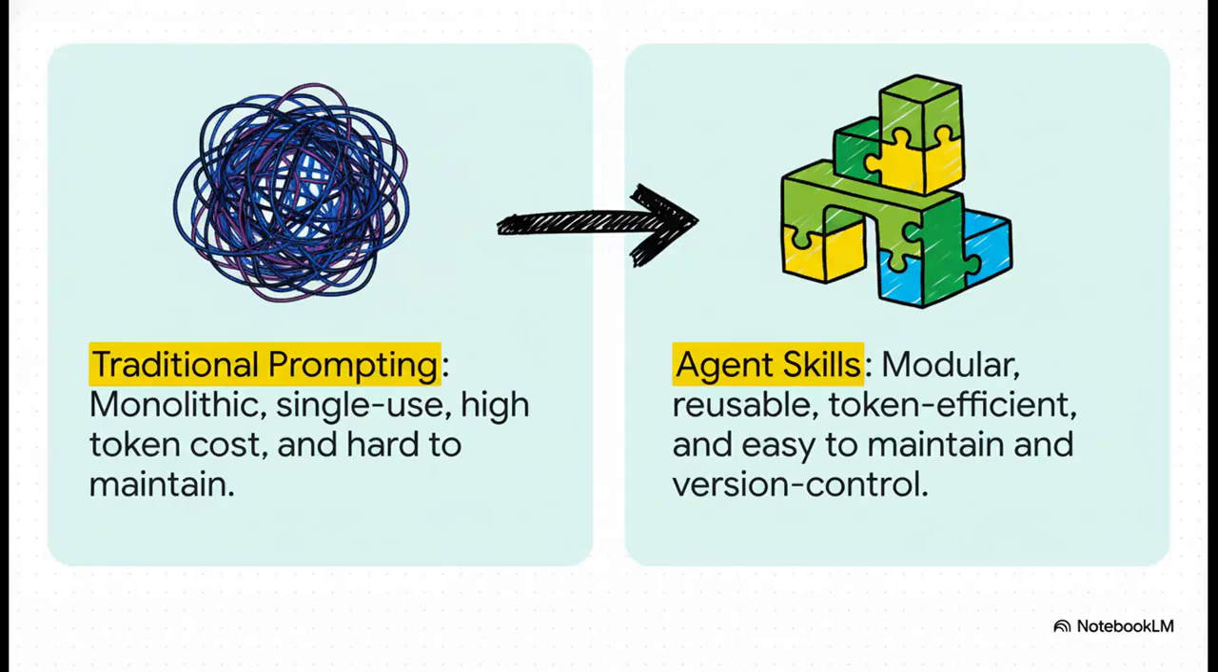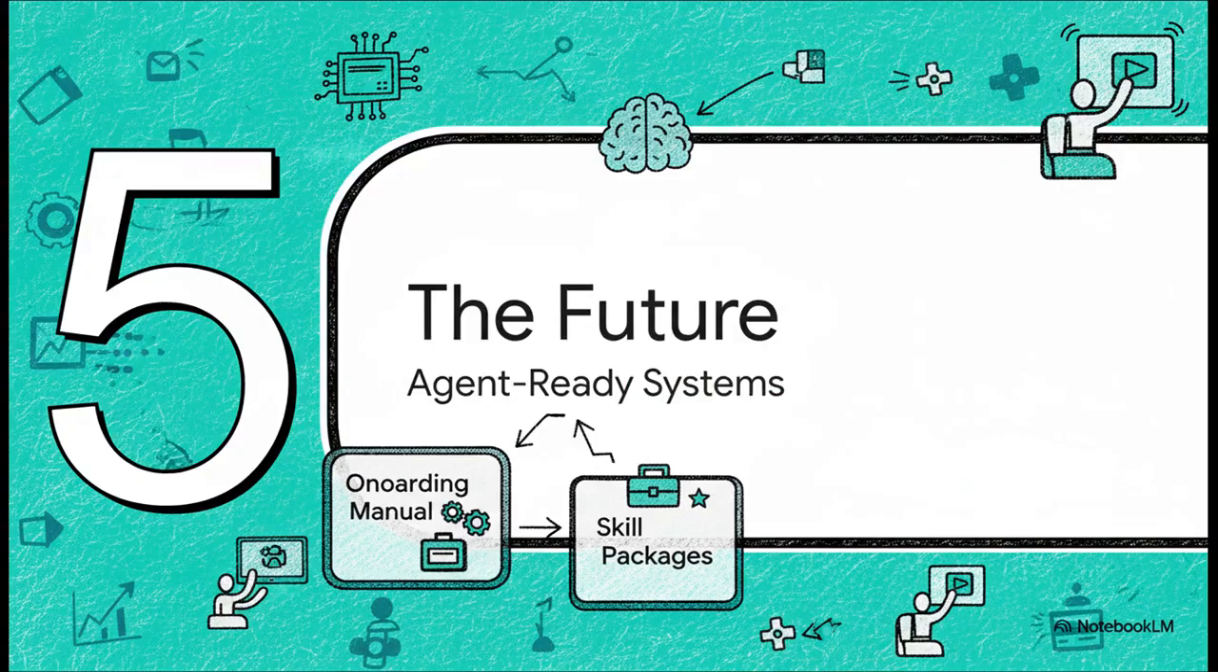So what we're looking at is a fundamental shift in how we work with these models. We're moving away from the old way, these giant one-off prompts that are expensive and a nightmare to maintain, and we're moving toward this new world of modular, reusable, token-efficient skills that can be automatically generated and version controlled, just like the rest of our code. This entire approach, from the AGENTS.md file to the automated skill creation, it all points to a much, much bigger idea. Actually designing our software and our systems from day one to be ready for AI agents.